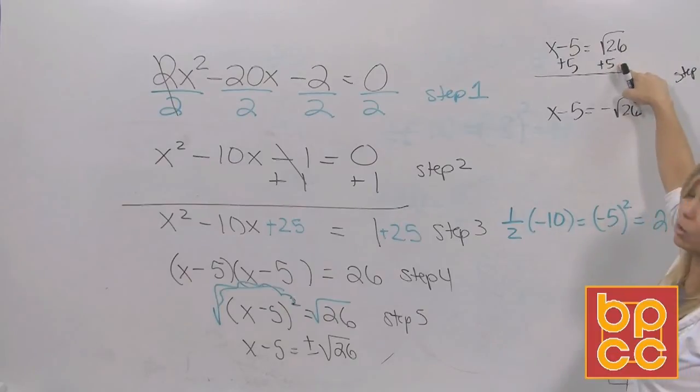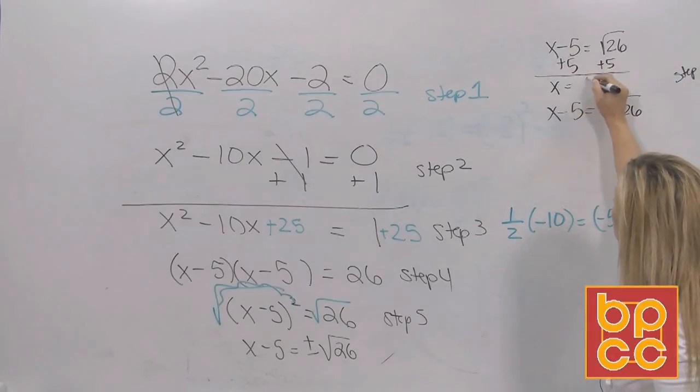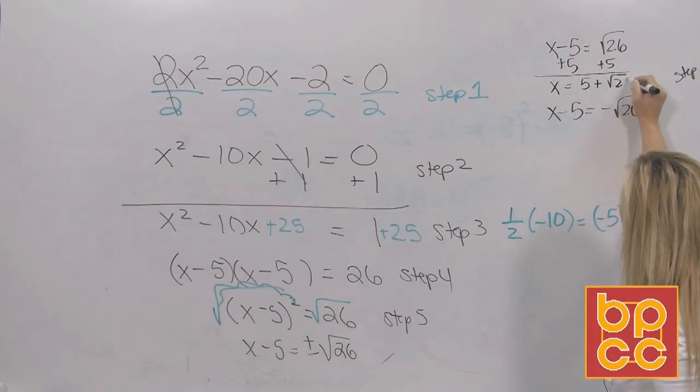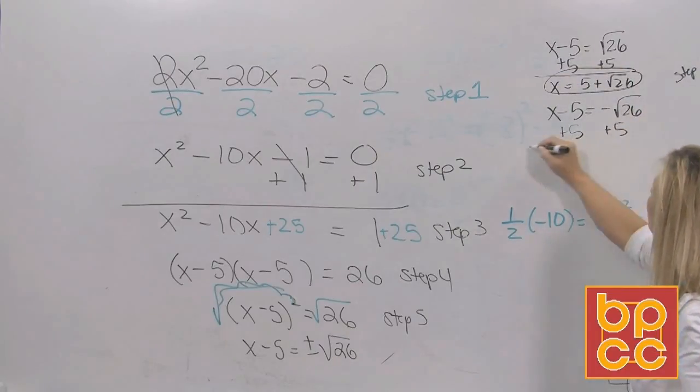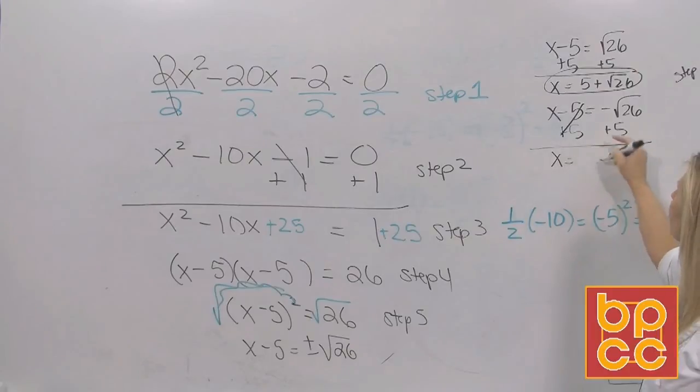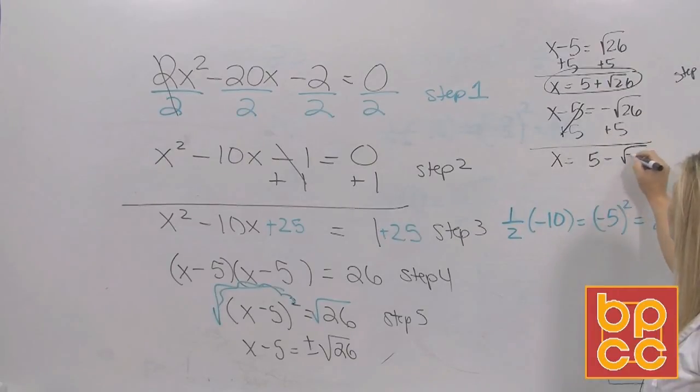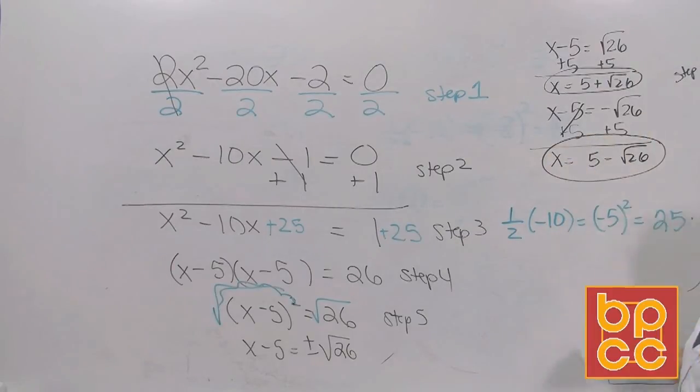You can't add a whole number to a square root, so the whole number goes in front. There's your first solution. We're going to add our 5. You can't add a whole number 5 to a negative square root, so the whole number goes in front. And there's your second solution.